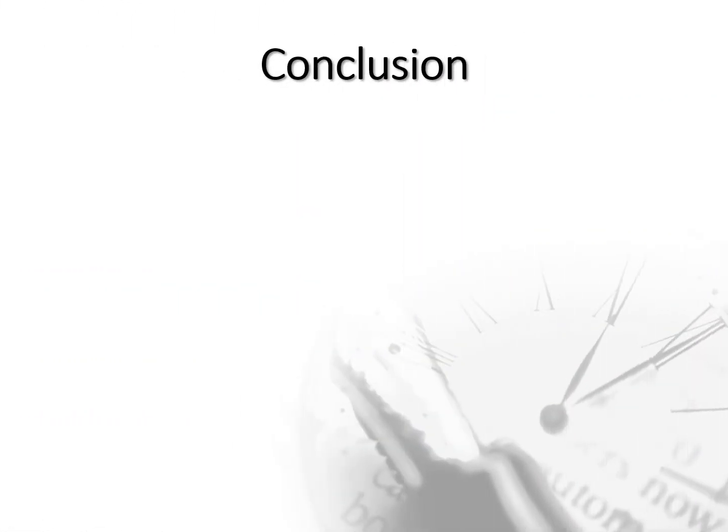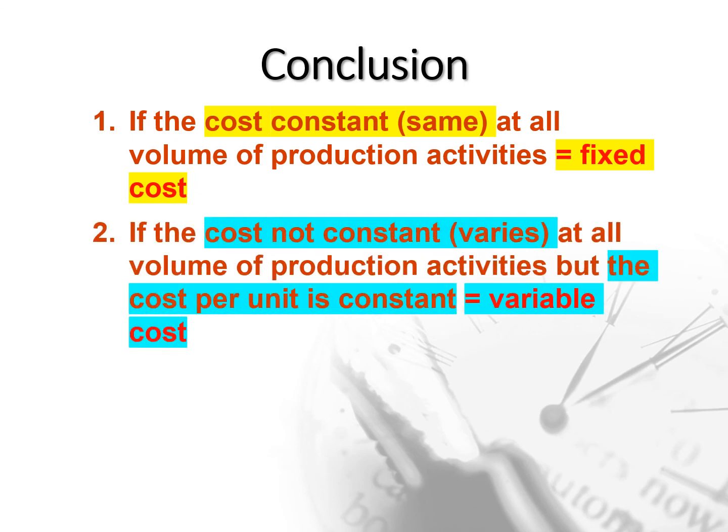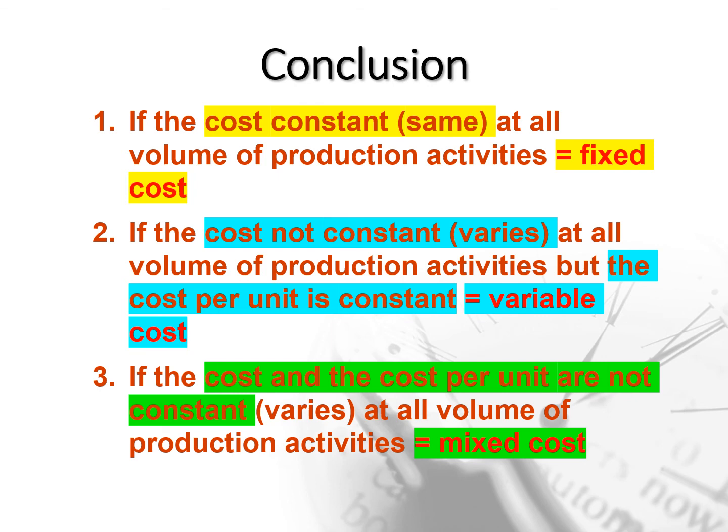In conclusion, number 1, if the cost is constant or the same at all volumes of production activities, it equals fixed cost. Number 2, if the cost is not constant or varies at all volumes of production activities but the cost per unit is constant, it equals variable cost. And number 3, if the cost and the cost per unit are not constant, that is, they vary at all volumes of production activity, it equals mixed cost.